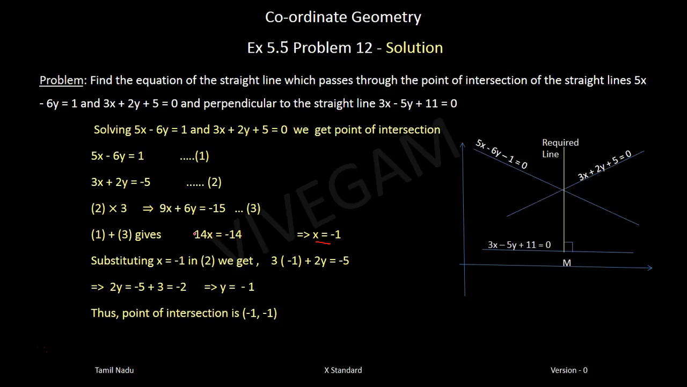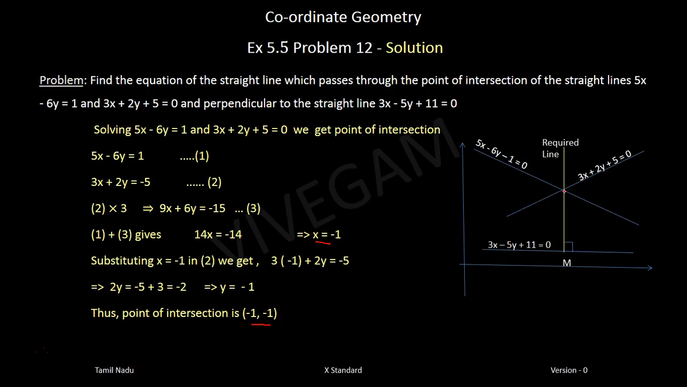Substitute x equal to 1 in equation 2. So that will be 3 into minus 1 plus 2 into y, we don't know, so we'll keep it here, 2y equal to minus 5. So 3 into minus 1 is minus 3, and 2y will be equal to minus 5, and this minus 3, when it goes to the other side, becomes plus 3. So 2y will be equal to minus 5 plus 3, that is minus 2, or y will be equal to minus 1. So the point of intersection is minus 1 comma minus 1.